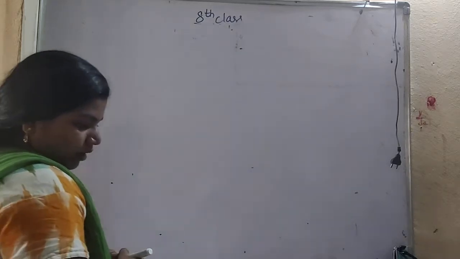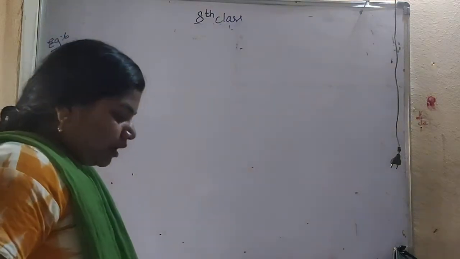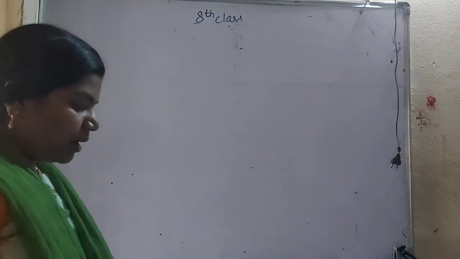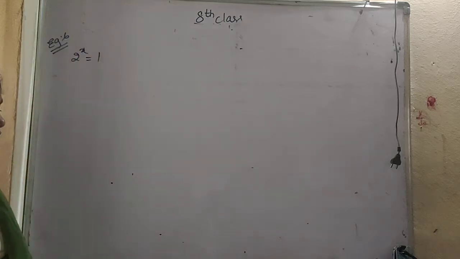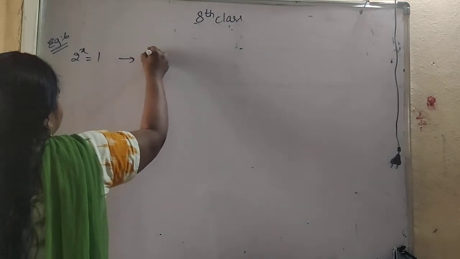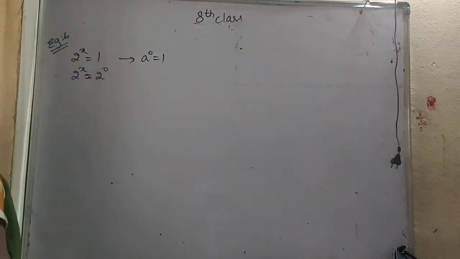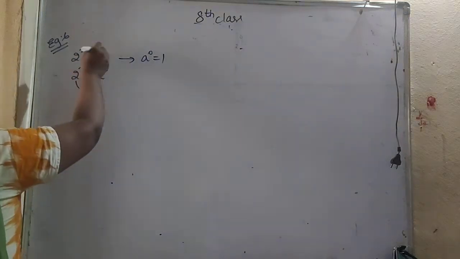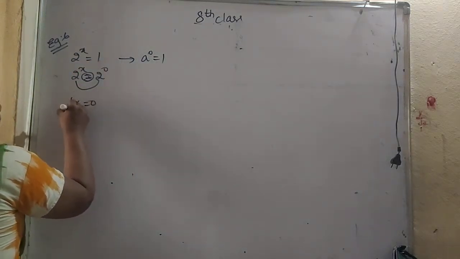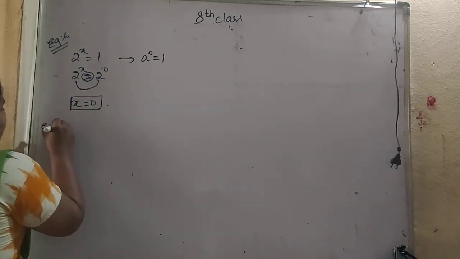Next is the 6th example. Can you guess the value of x when 2^x is equal to 1? So here we have to guess the value of x. They have given 2^x is equal to 1. By our condition, that is a^0 is equal to 1, we can write this 1 as 2^0. Okay, so here both bases are equal, in the middle you have an equal to sign, so we can equate the powers. So what is the x value here? x is equal to 0. Next is example number 7.